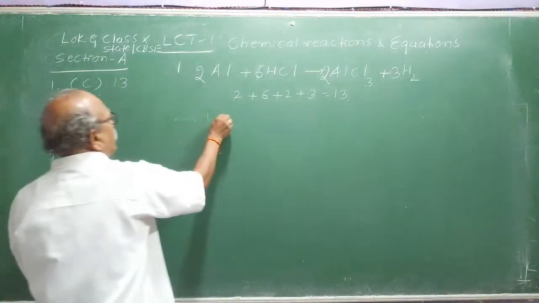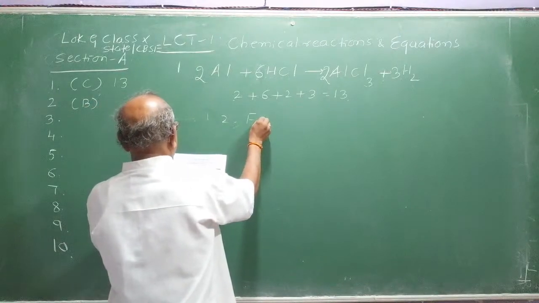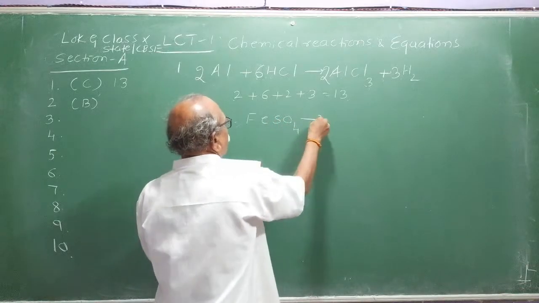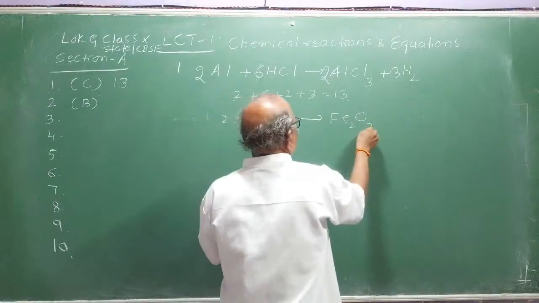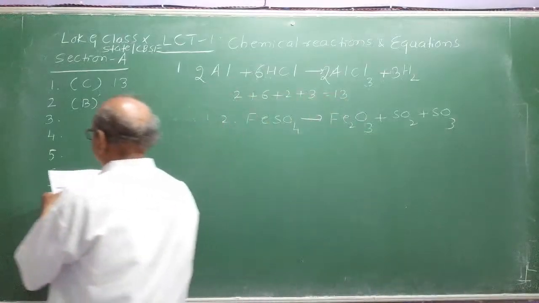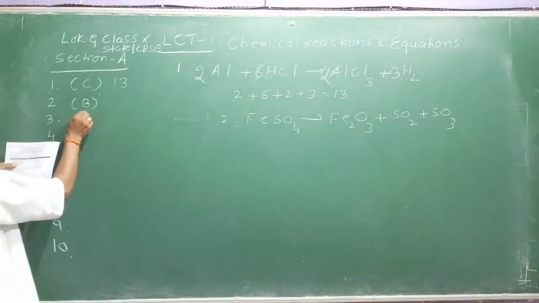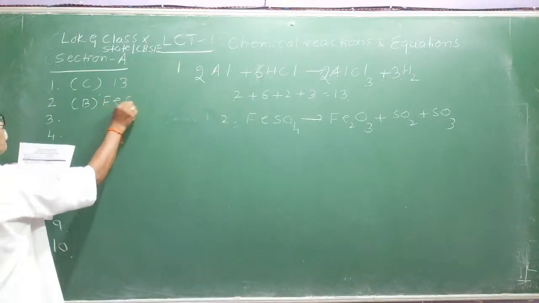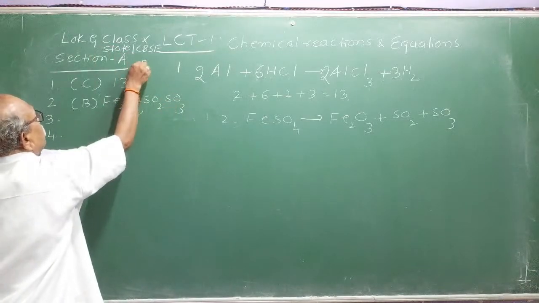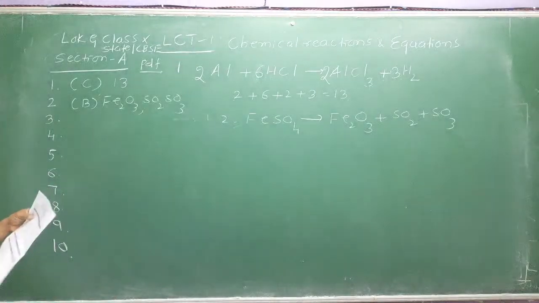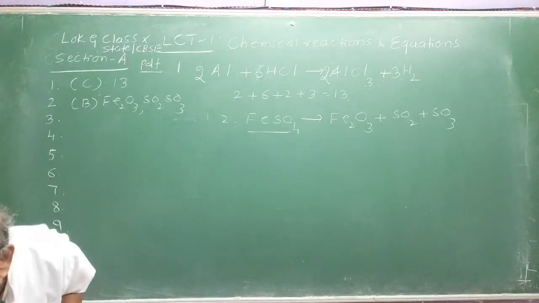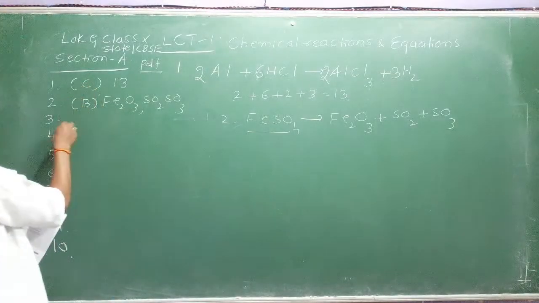The product when you strongly heat ferrous sulfate crystals: you know that it is a decomposition reaction forming Fe2O3, SO2 plus SO3. The products formed are these. Therefore, the correct answer for the second question is B. Fe2O3, SO2, SO3. I had sent a PDF. Offline test. FeSO4, ferrous sulfate, when heated. Correct. You solved it, then give marks. B. Third one.